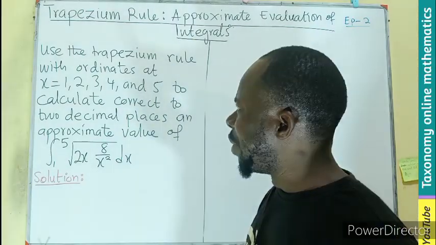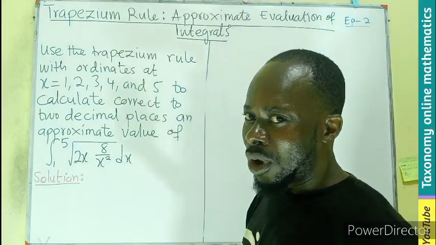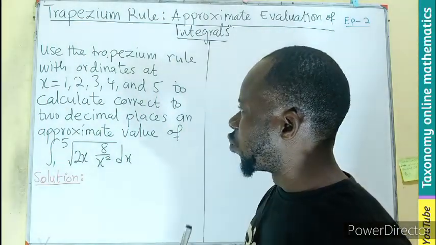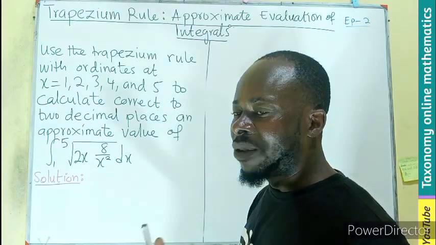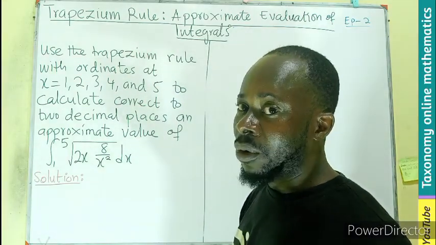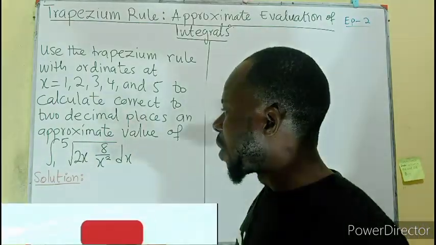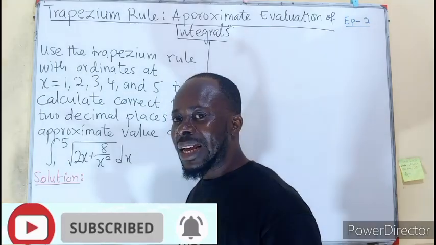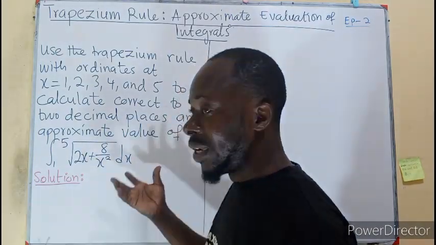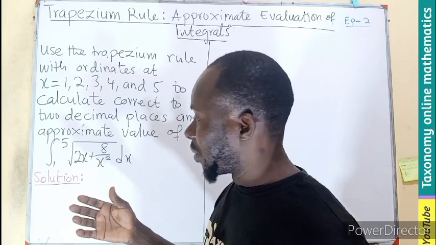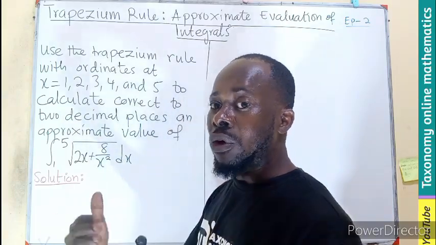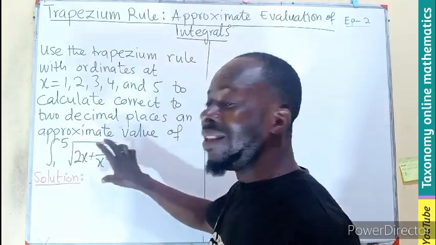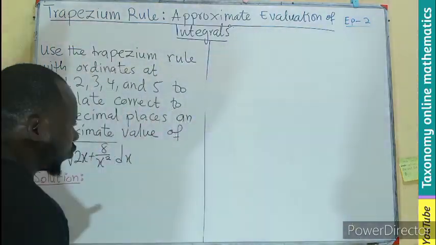Use the trapezium rule with the ordinates at x equals 1, 2, 3, 4, and 5 to calculate, correct to 2 decimal places, an approximate value of the integral from 1 to 5 of the square root of 2x plus 8 divided by x squared dx. So this is not direct integration. In doing so, we have to construct a table for the values of x and the values of the integral. So let's put that into practice.